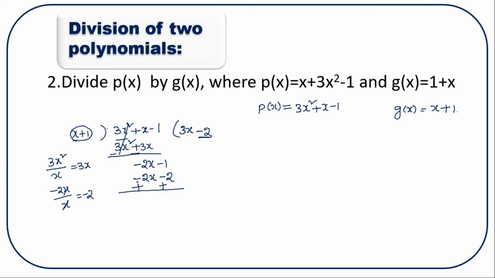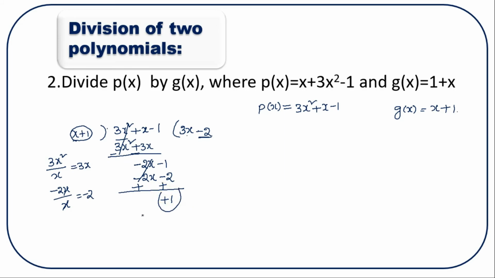Plus 2. Here minus is there, we have taken plus. Here also minus is there, plus we have taken. If it is plus, we have to take minus. Opposite signs we have to take. Now minus 2x plus 2x will get cancelled. Minus 1 plus 2 equal to plus 1 is the remainder.